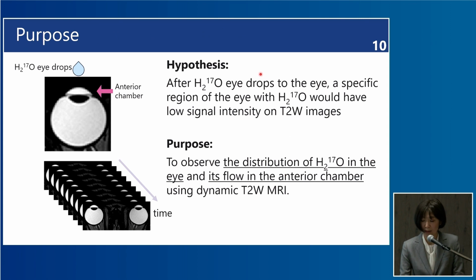We hypothesize that after O17 water eye drops to the eye, a specific region of the eye with O17 water will have low signal intensity on T2 weighted images. Therefore, the purpose of our study was to observe the distribution of O17 water in the eye and its flow in the anterior chamber using dynamic T2 weighted MRI. Here is the anterior chamber region.